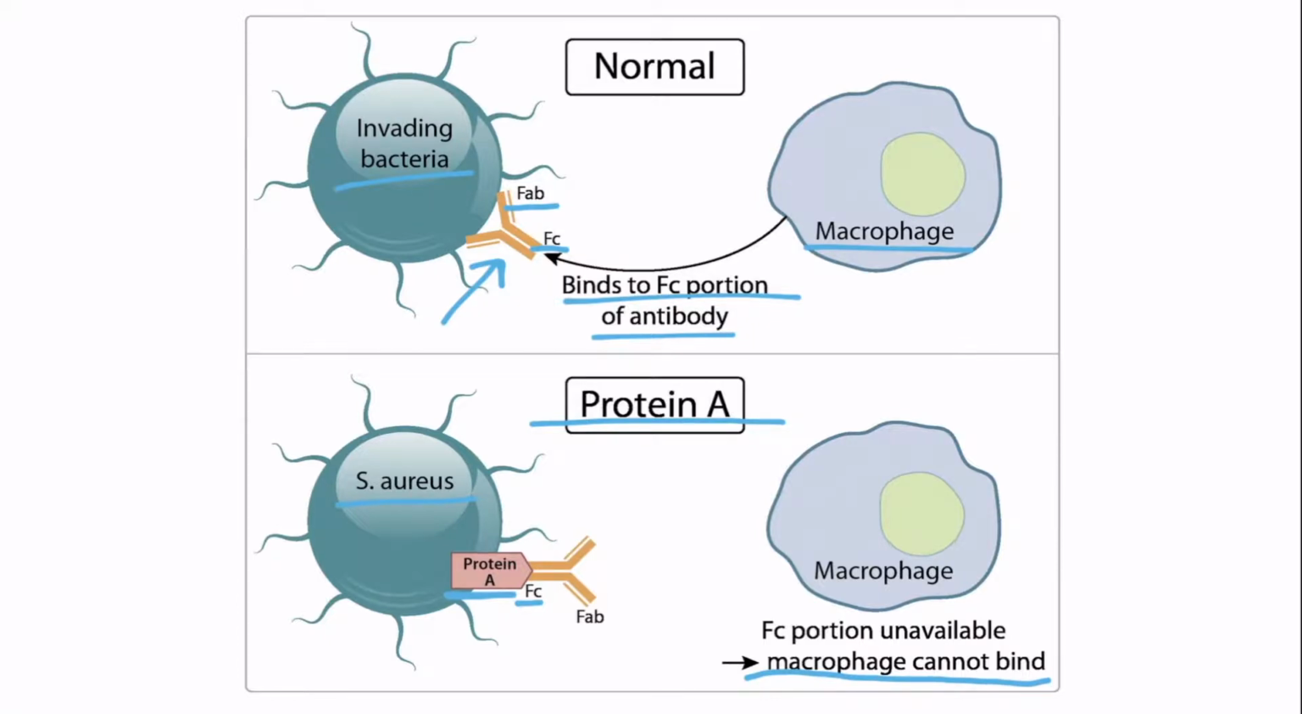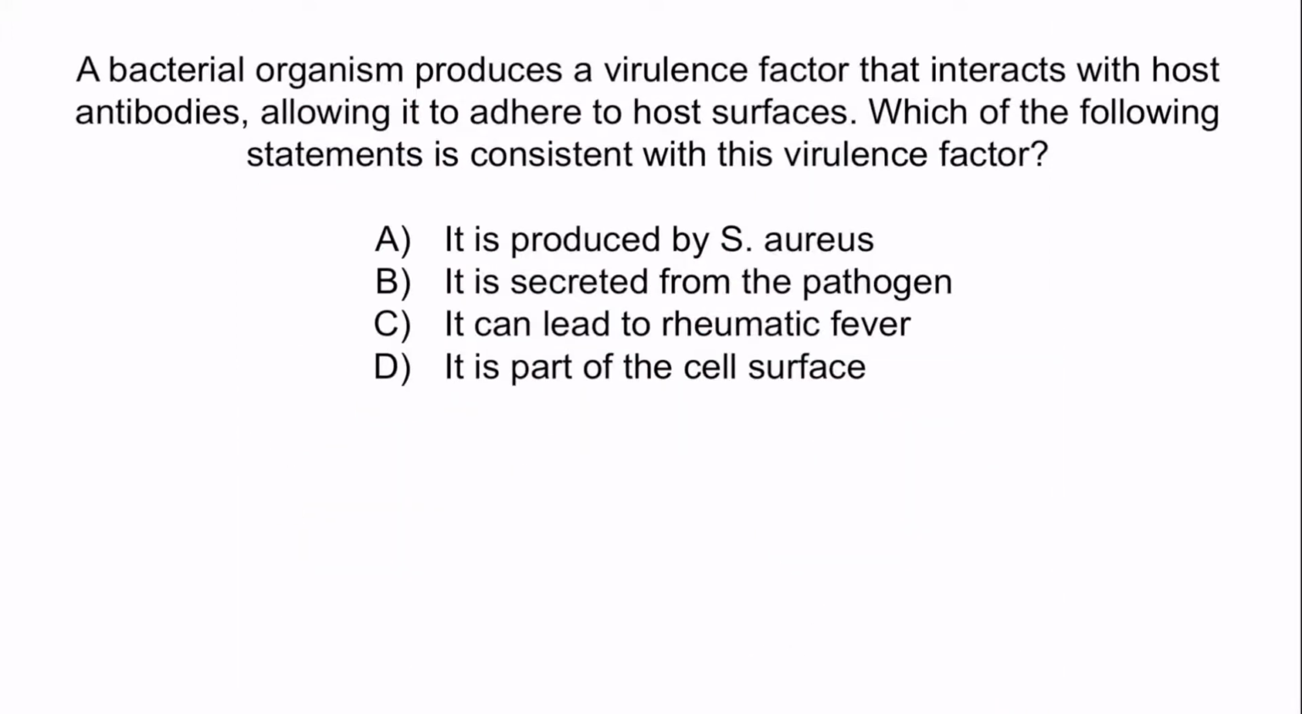Now let's do a question to review what you've learned so far. A bacterial organism produces a virulence factor that interacts with host antibodies, allowing it to adhere to host surfaces. Which of the following statements is consistent with this virulence factor? A. It is produced by Staph aureus. B. It is secreted from the pathogen. C. It can lead to rheumatic fever.